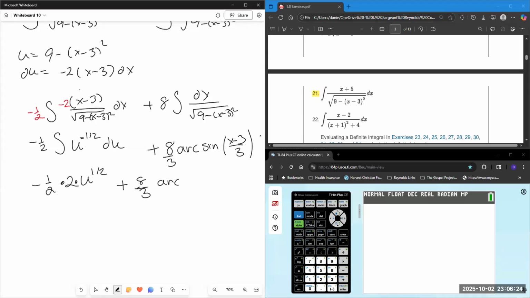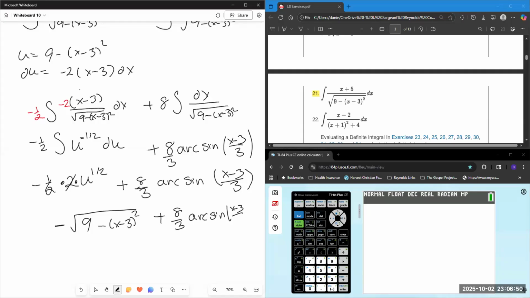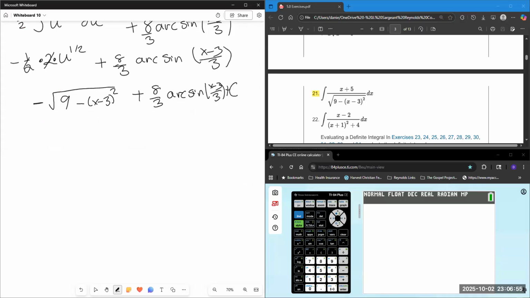8/3 arc sine of (x minus 3) over 3 is negative square root of, and I already simplified this earlier, but I'll just write it this way because that's how they wrote it to start off with. Plus c, and the book is probably going to simplify that into, what did we get? 9 minus x squared minus 6x plus 9.